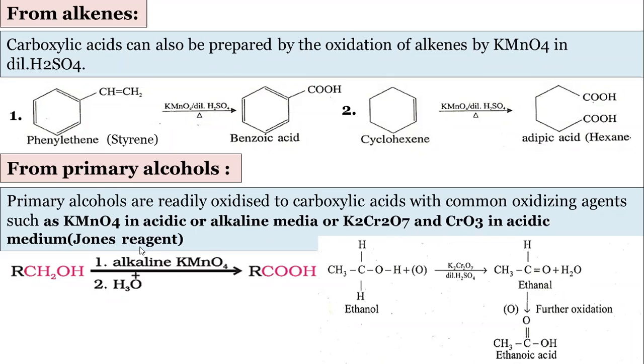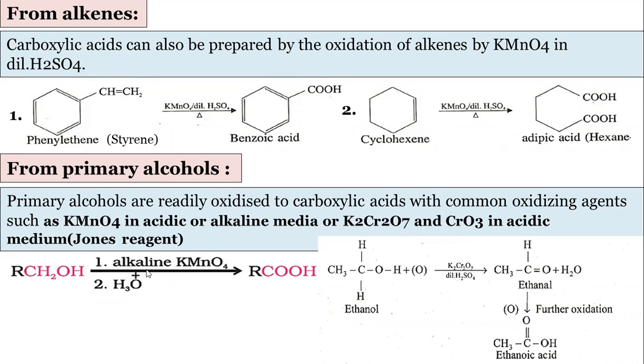Jones reagent means an oxidizing agent in alkaline or acidic medium. This combination is called Jones reagent. So alcohols with Jones reagent give carboxylic acid. Directly they do not give carboxylic acid. One step is there: aldehydes are formed, and the aldehydes directly oxidize because this is a strong oxidizing agent. They give RCOOH.